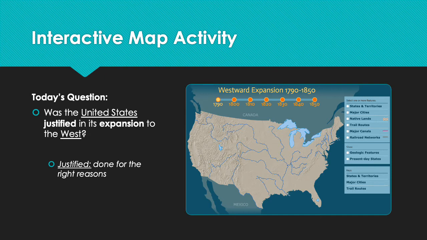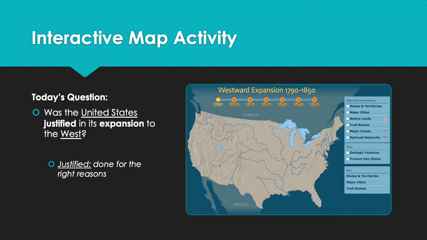So for our first activity, we're actually going to be able to play around with an interactive map. But before we jump into that, I want to make sure that we're very clear on what today's question is. It asks, was the United States justified in its expansion to the west? We again know that expansion means to become larger or get bigger, right? But we've never really talked about justification or justified before. And that word just means that something is done for the right reasons.